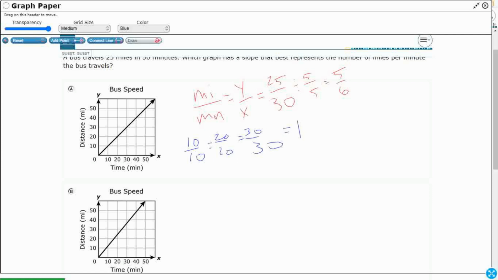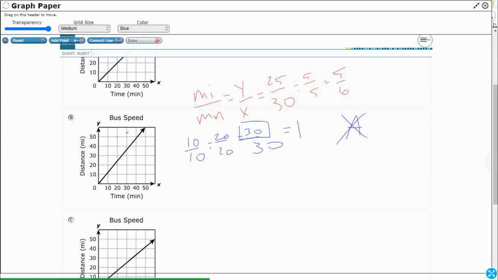And it needs to be 25 over 30, not 30 over 30. So it's this one right here. It needs to be a little bit lower, like maybe right there. That would work for us. So that's not it. So it's not going to be A, and I'll just kind of mark it out over here so we don't mess this up.